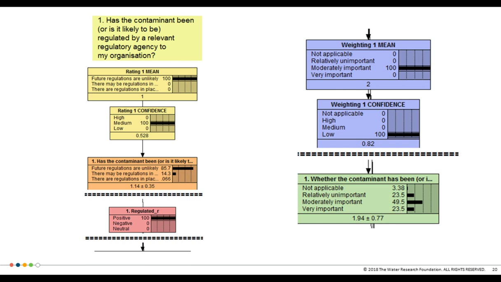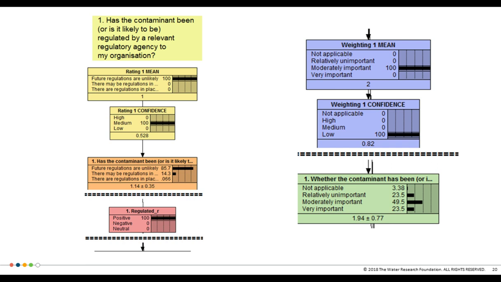So if I'd selected this as a neutral criterion, that would automatically populate the not applicable box in the first blue box. Otherwise, we can select from relatively unimportant, moderately important, or very important. And again, this is associated with a level of confidence. So we would need to select that we have a high confidence, a medium confidence, or a low confidence.